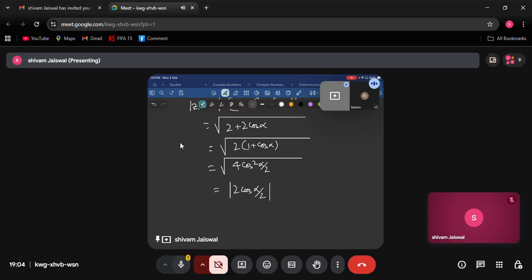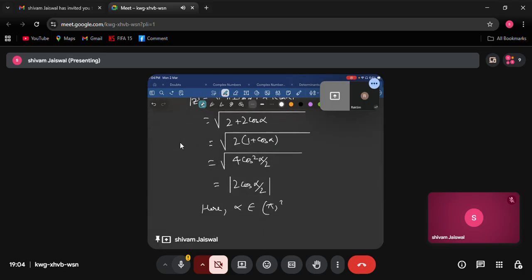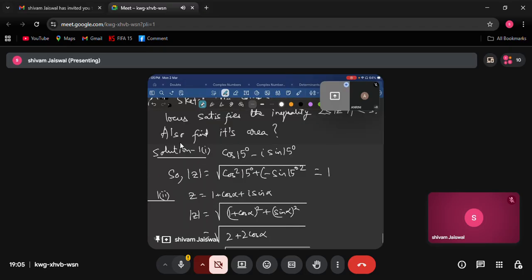Now we need to understand whether mod will open with a positive sign or a negative sign. Now here alpha belongs to pi comma 3 pi by 2. Right? Yes, sir, it will open with a negative sign. Exactly. So alpha by 2 belongs to pi by 2 comma 3 pi by 4. Tell me, Andini, have you understood part 2? Yes, sir. Okay. Solve number 2.